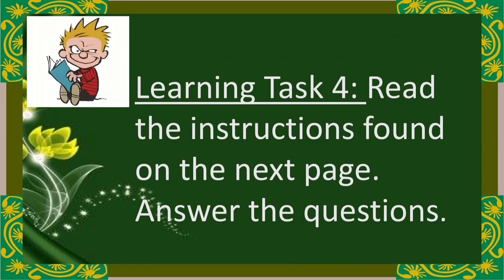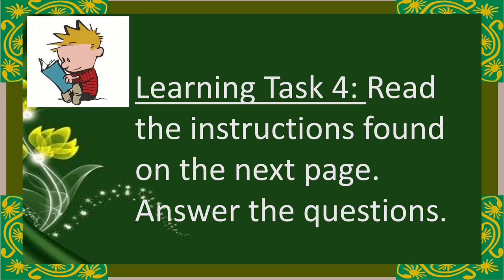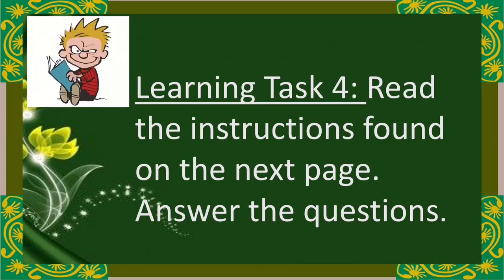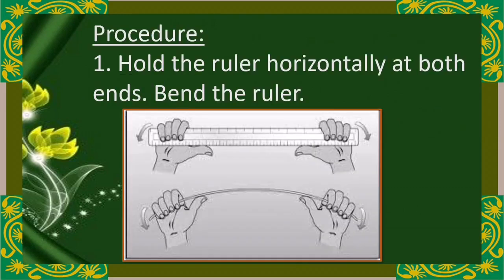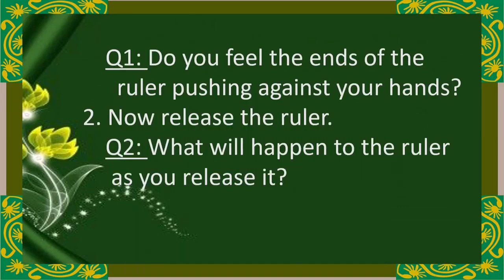Learning Task 4. Read the instructions found on the next page. Answer the questions. Material: 12-inch flexible plastic ruler. Procedure: 1. Hold the ruler horizontally at both ends. Bend the ruler. Question 1. Do you feel the ends of the ruler pushing against your hands? Procedure 2. Now release the ruler. Question 2. What will happen to the ruler as you release it?